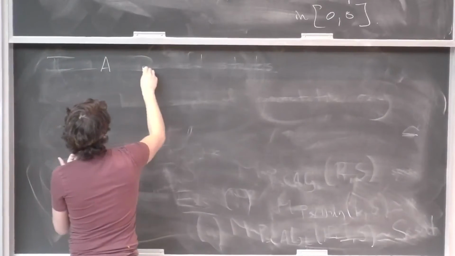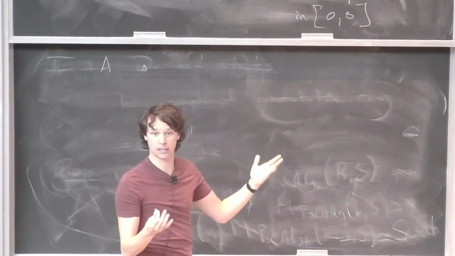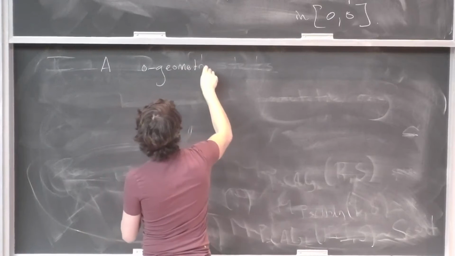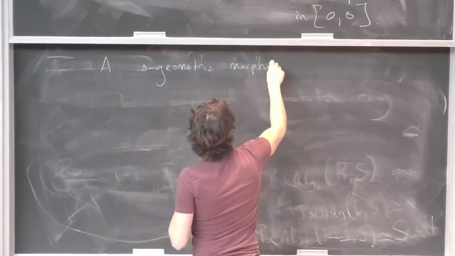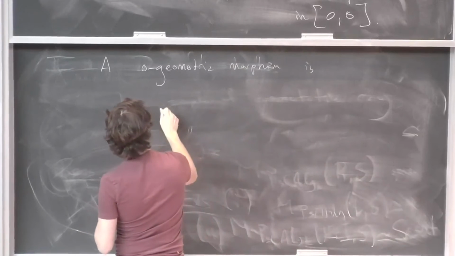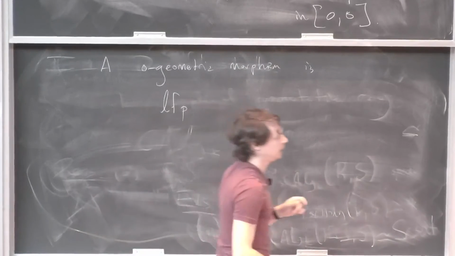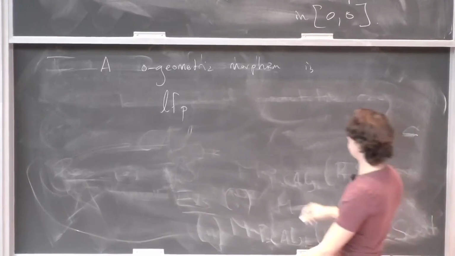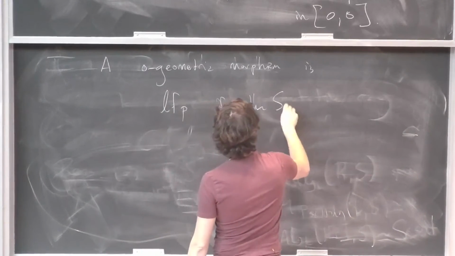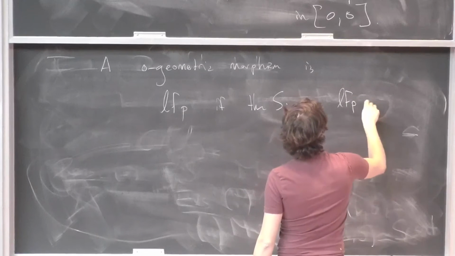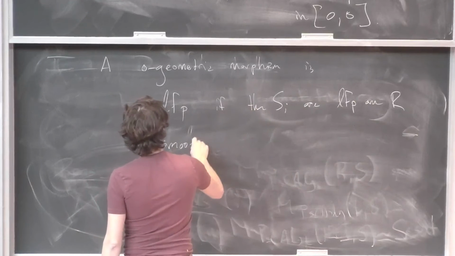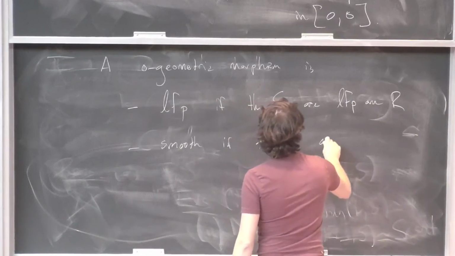So a zero geometric morphism, the question, sorry, was, is the index set finite? The answer is no. So a zero geometric morphism is locally of finite presentation if all of these S_i are locally of finite presentation over R. I'll just say it, if the S_i are LFP over R. Okay, that's one, and it's smooth if the S_i are smooth over R.